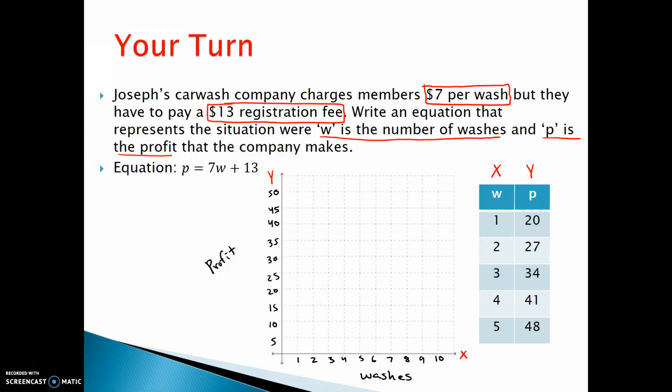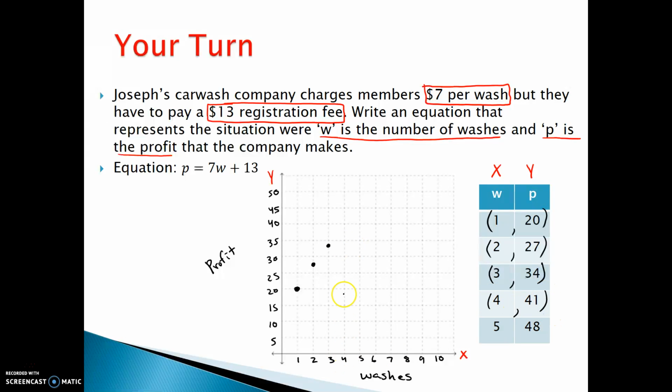That's not that bad. So let's go ahead and plot our points. 1, 20. So I scoot over to 1 wash, I've made $20. I scoot over to 2 washes, now they've made a total of 27. 27 is not 25, it's not quite 30, so I'm going to put 27. Again, this is going to be a rough estimate. It's not going to be perfect, I know. For 3 washes, I'm going to go up to 34, right underneath 35. All right, 3, 34. Second last here, 4 to 41.